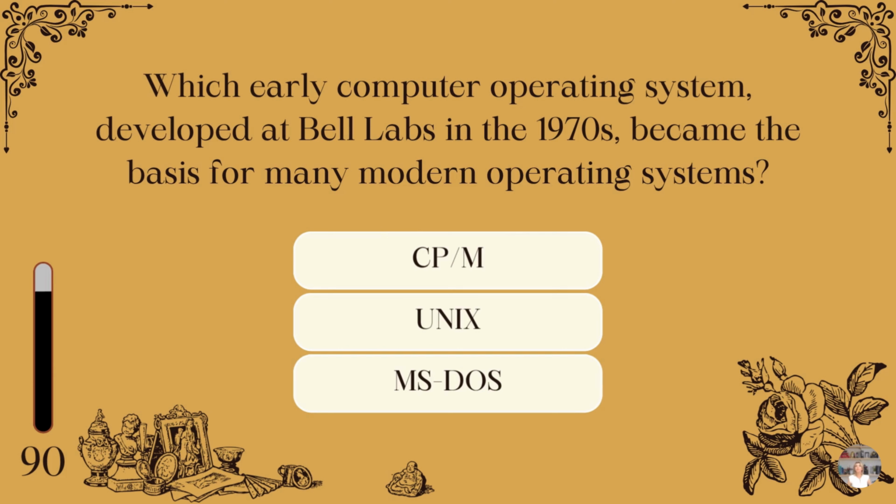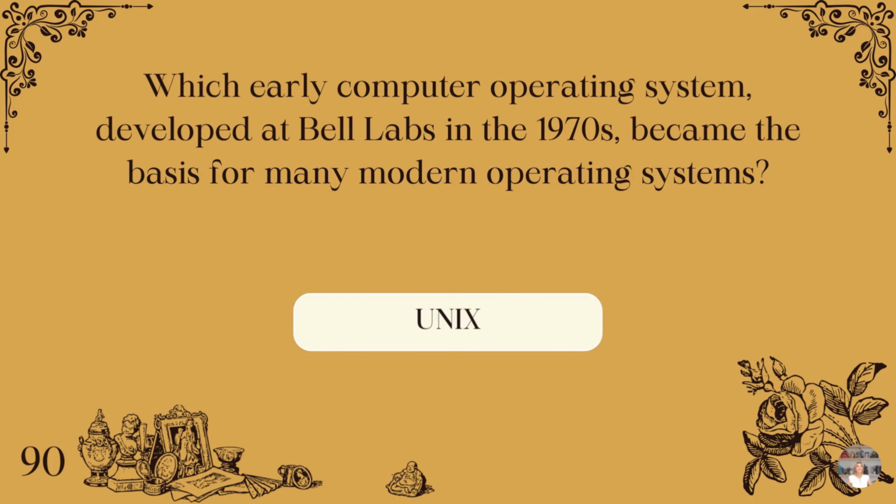Which early computer operating system developed at Bell Labs in the 70s became the basis for many modern operating systems? CP/M, Unix, or MS-DOS? Unix.